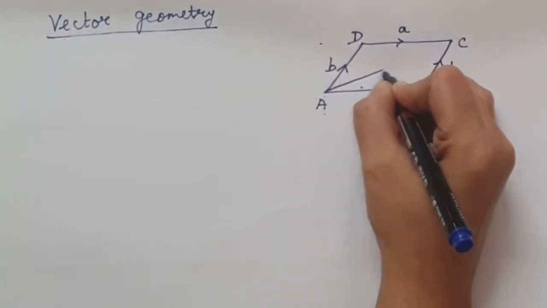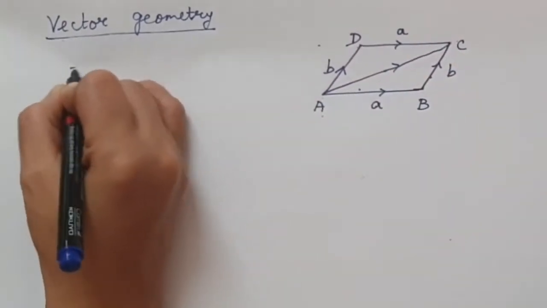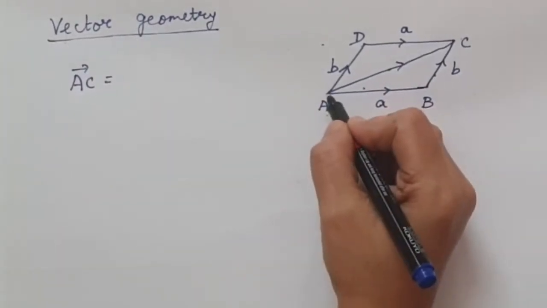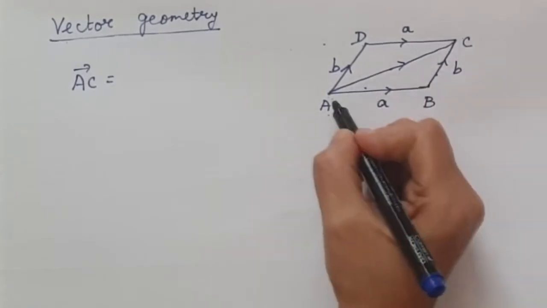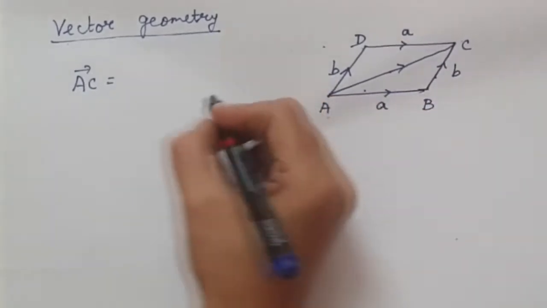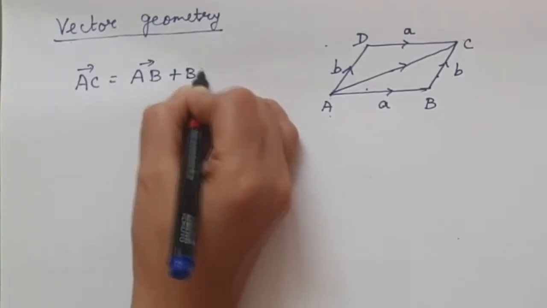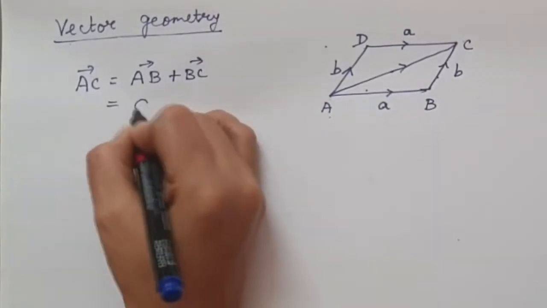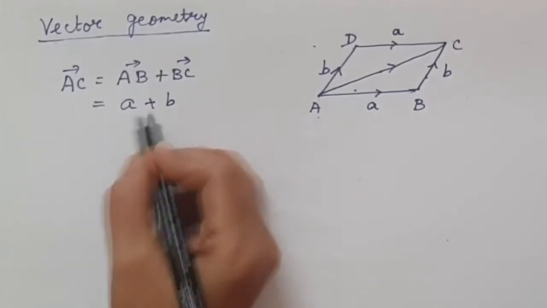Suppose you have to find vector AC. This is our initial position and this is our final position. So AC will be equal to AB plus BC. So we can write it as AB plus BC. AB is A and BC is B. So vector AC will be equal to A plus B.